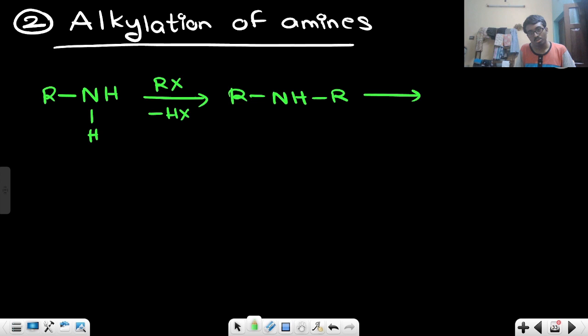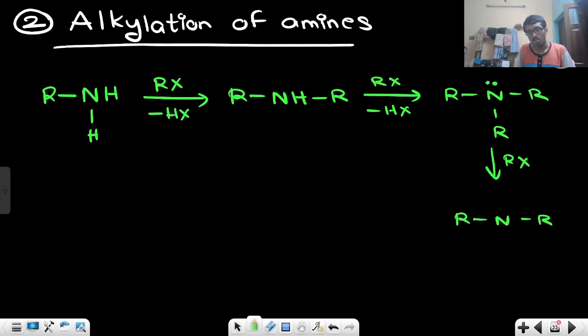Done. Again you treat it with RX. What will happen? The other hydrogen will move out, so minus HX. Another RX you give, then the lone pair will be attacking. So it will be R, N, R, R, R plus X minus. Alright, this is very easy. Nothing is there in alkylation. Now, one homework.